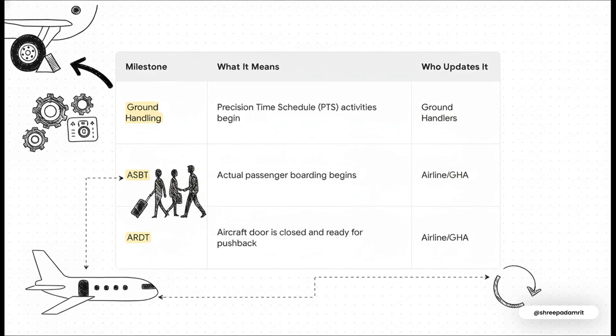So what does this race on the ground actually look like? Well, the second those wheel chocks are in, ground handling kicks into gear. The system is tracking dozens of different tasks, but 2 of the most important ones for us passengers are ASBT, the actual started boarding time, and then the big finish line, ARDT, or aircraft ready time. That's the moment the door is closed, the cabin is secure, and the plane is officially ready to push back.